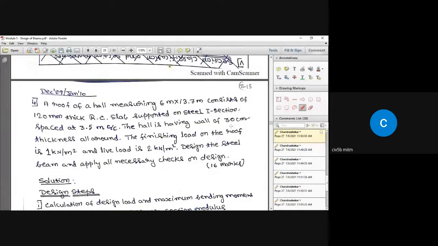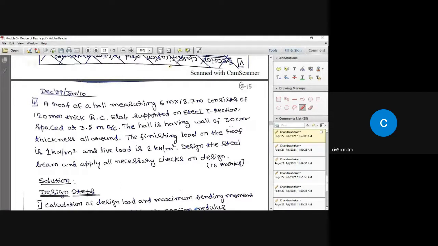Again, I repeat, the purpose of doing this problem is to show you how the moment capacity of the section reduces due to the presence of high shear. That is the main aim. So we'll go with the next problem.